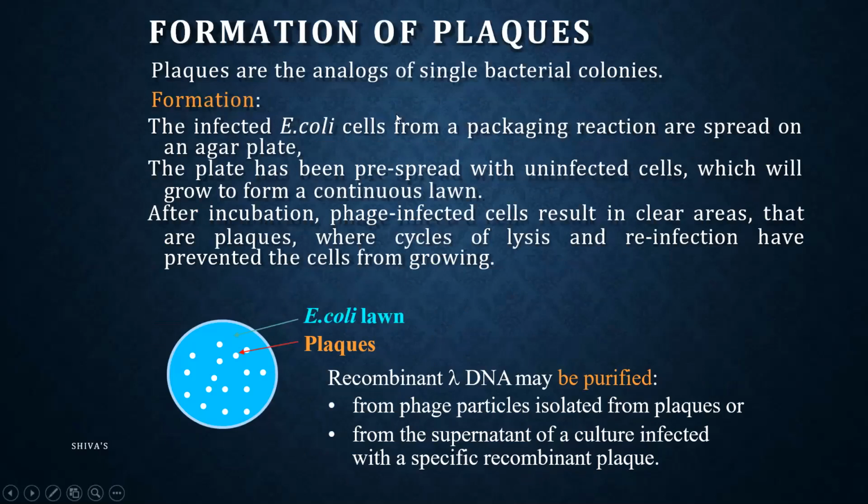Formation of plaque. As you have learned plaque formation during your practical also, this plaque formation indicates that they are recombinant and have the gene which you desire, and you can isolate it by centrifugation in the form of supernatant of culture.